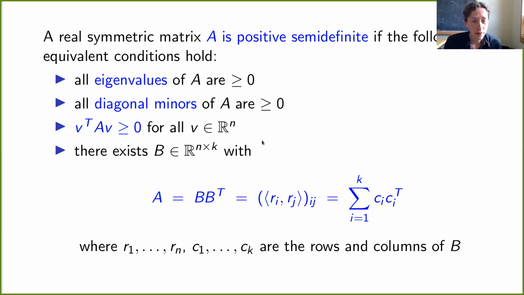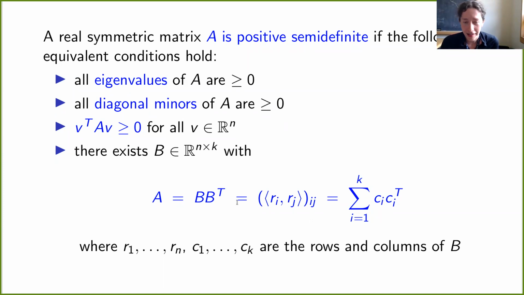One can also characterize it by saying that the corresponding quadratic form is non-negative on all of R^n. Take any vector v in R^n and take v transpose A v, that's some real number, and I want that to be non-negative for all v. And then the last thing that one can do is, if you have a positive semi-definite matrix, you can factor it. You can write it as some matrix B times its transpose over the real numbers.